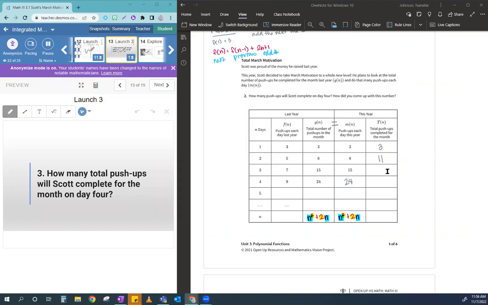We got 2 different numbers. Some people are saying 23 and some people are saying 26. Total push-ups is total push-ups completed for the month. For the month. Okay, good. Now it's 26. All right. So 26 because 3 plus 8 plus 15 is 26. Does that make sense now?